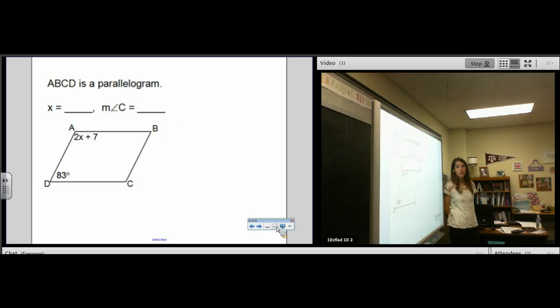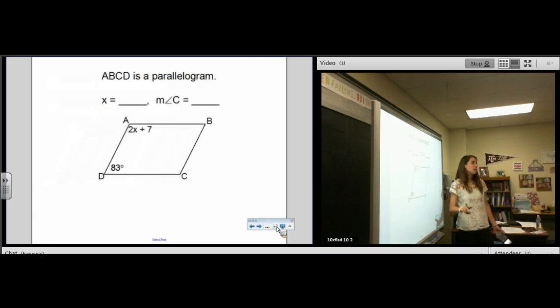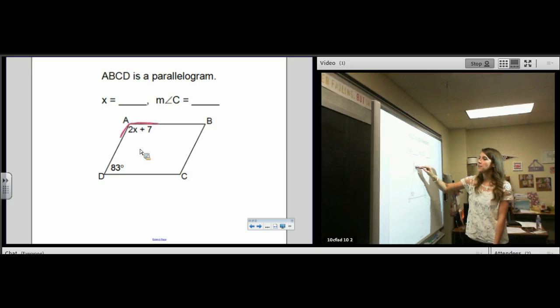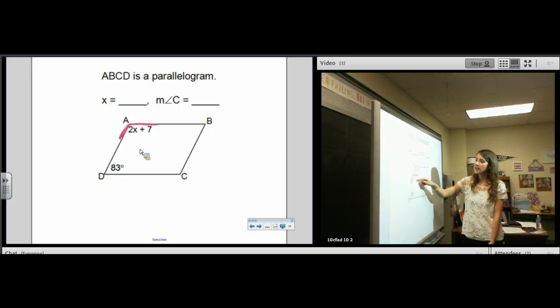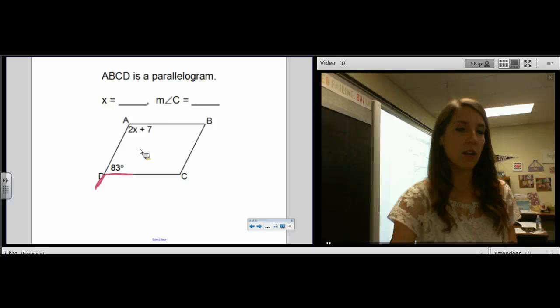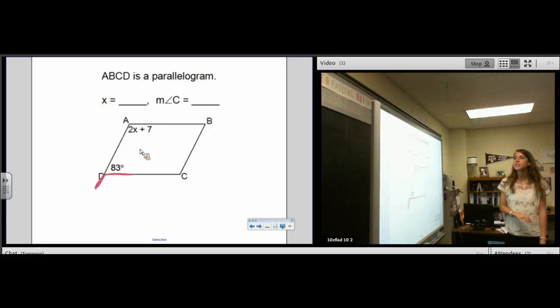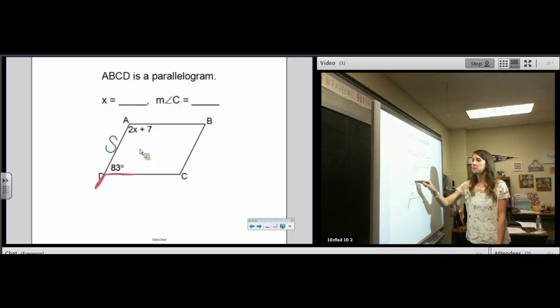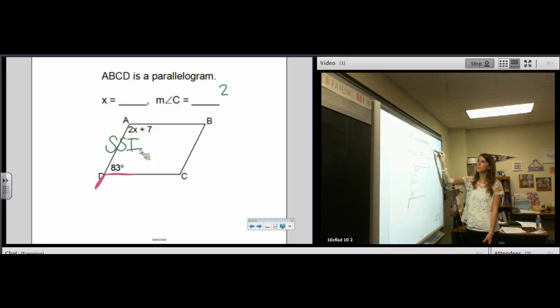Find x, but then once you find x, also find the measure of angle C. Which ones are equal? Which ones are supplementary? It gets confusing. So, those are supplementary. The way I always remember it is this is what I visualize. I visualize this angle sliding down, and do you know what those two make? They make a straight line. They make 180, so they're a linear pair. So they add to equal 180. They are same side interior angles. Ran out of room.